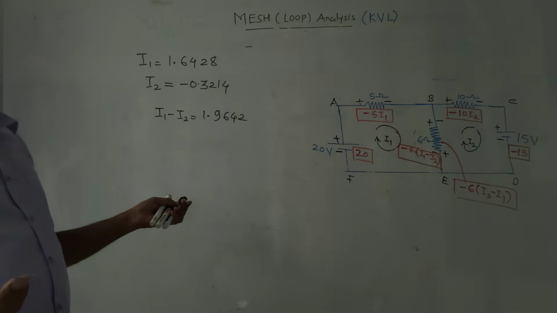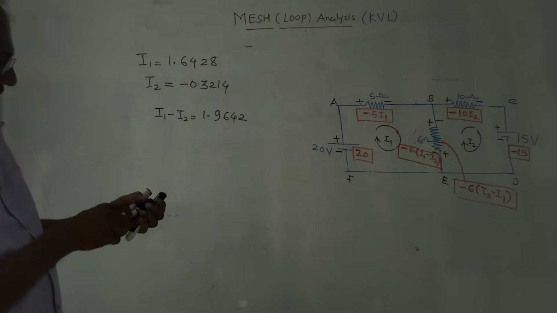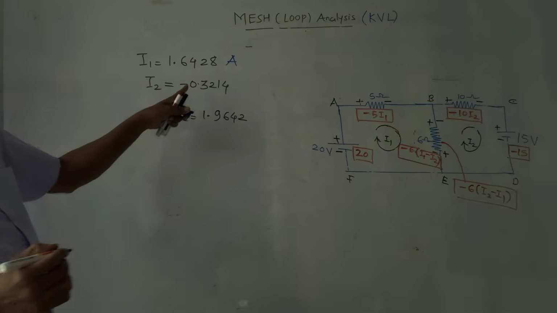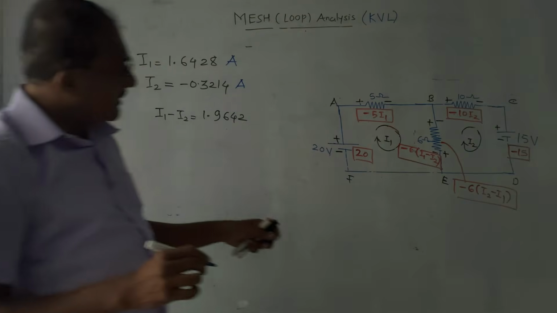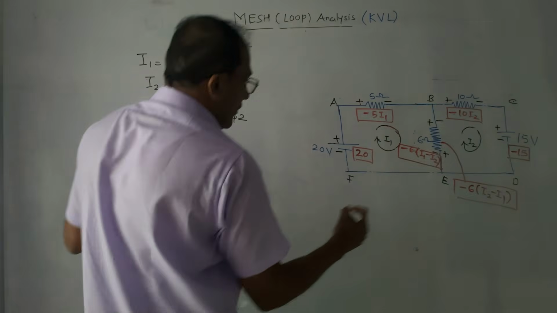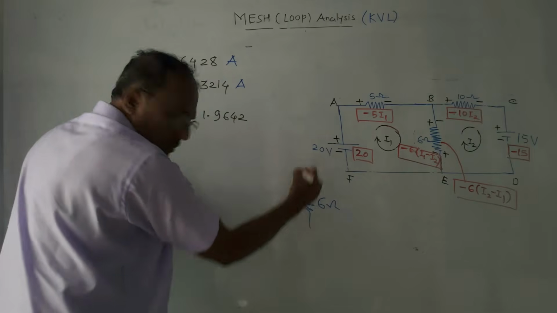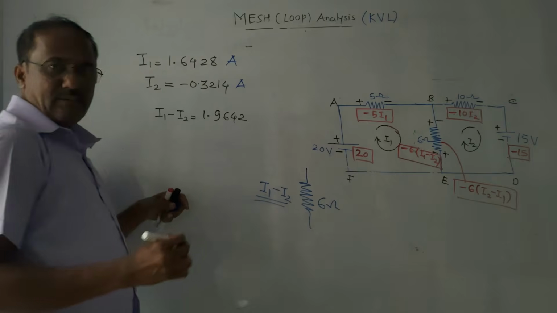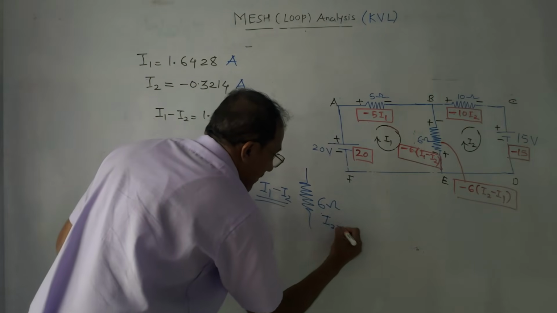After solving equations 1 and 2, you will get the answers. I1 is equal to 1.6428. This is the current, so I will write its unit as amperes. Second value, I2 is minus 0.3214 amperes. Now in the question what is asked, calculate the current passing through 6 ohm. Through 6 ohm, in loop 1, we have already discussed, I will repeat it once again, the current flowing was I1 and I2. That's what we discussed. But for loop 2, we consider the current flowing through 6 ohm as I2 minus I1.